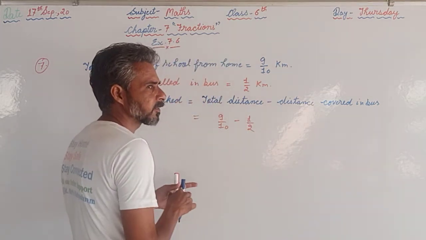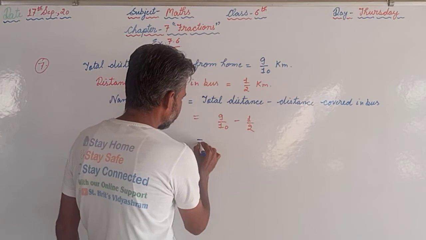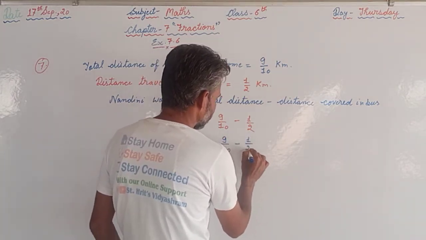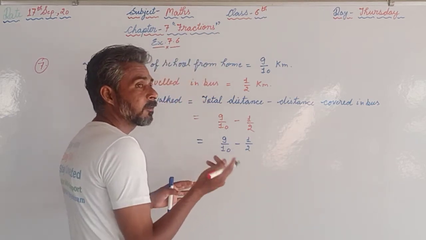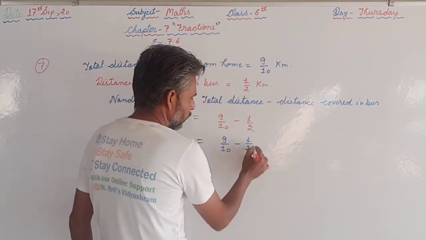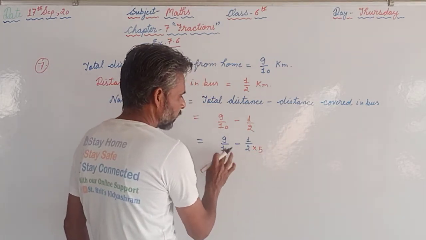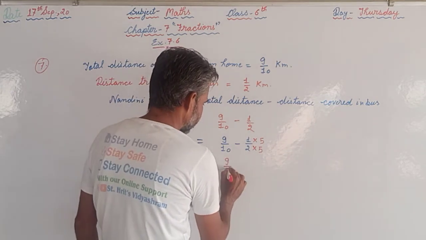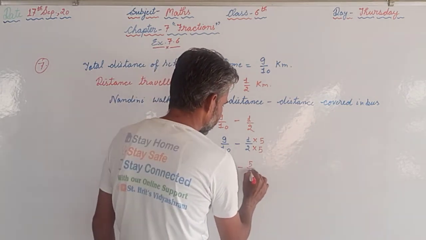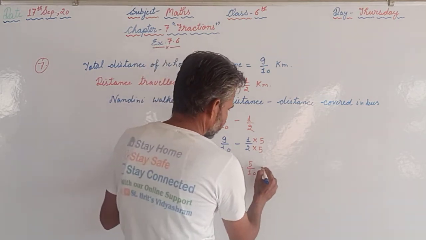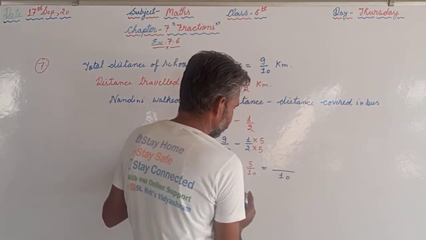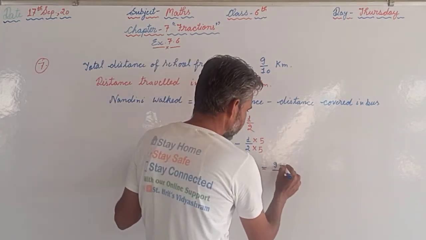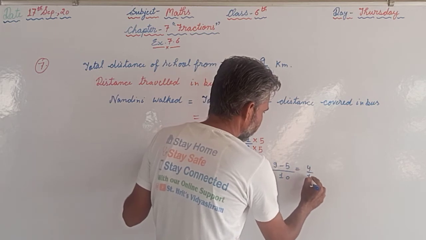Now again the fractions are unlike fractions, so we are supposed to make them like fractions. To make like fractions, we are supposed to multiply 2 by a number so that we can get 10. So we are supposed to multiply by 5. 2 times 5 is 10. So here again we are supposed to multiply by 5. So we will get 9 upon 10 minus 5 upon 10. Now we are supposed to subtract. We have to subtract the numerators because the denominators are same. So 9 minus 5, that is 4 upon 10.